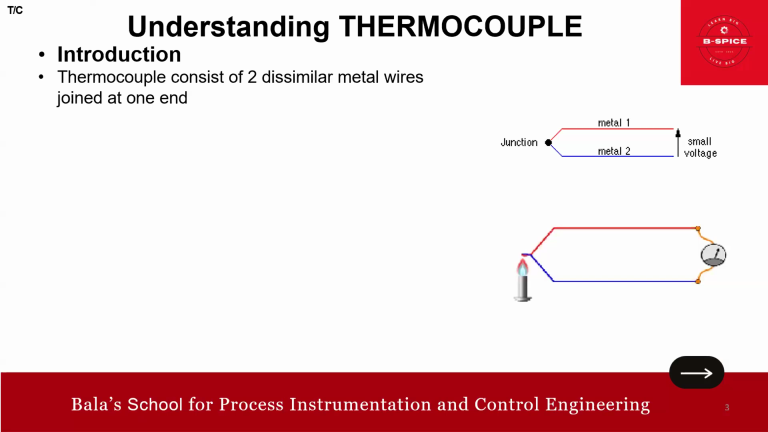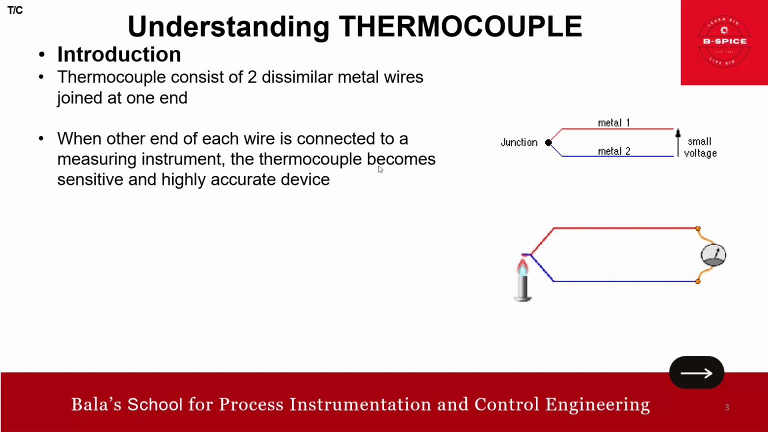Understanding a thermocouple. Intro. As you know, a thermocouple consists of two dissimilar metal wires, metal 1 and metal 2, joined at one end. Very simple, isn't it? When the other end of each wire is connected to a measuring instrument, the thermocouple becomes a sensitive and highly accurate device.